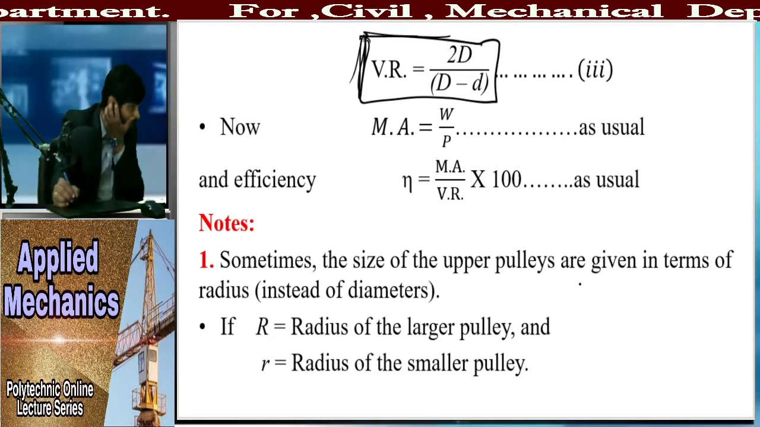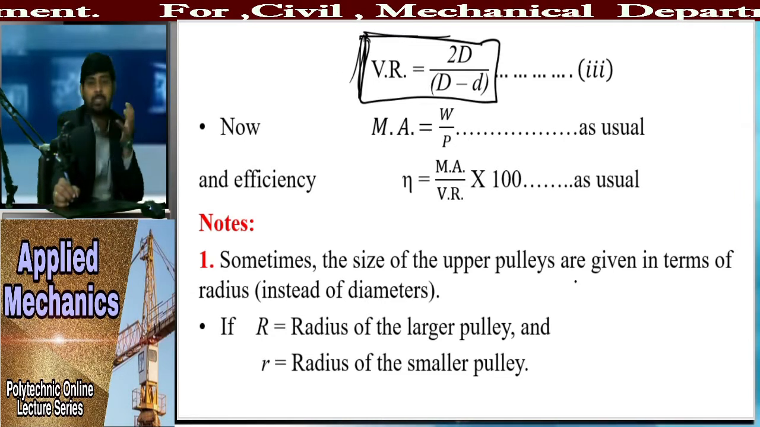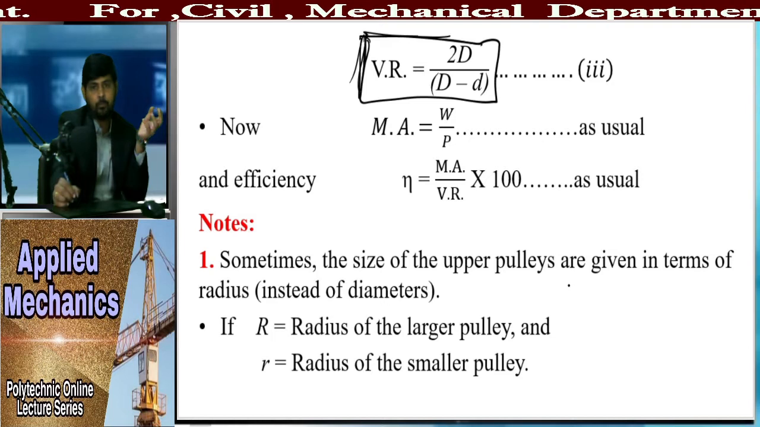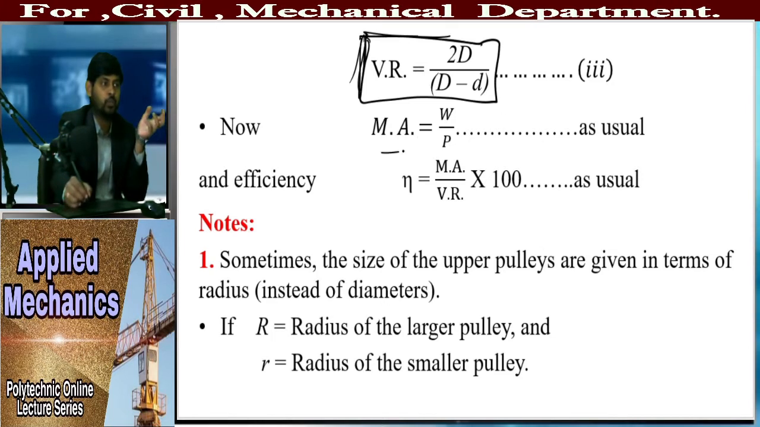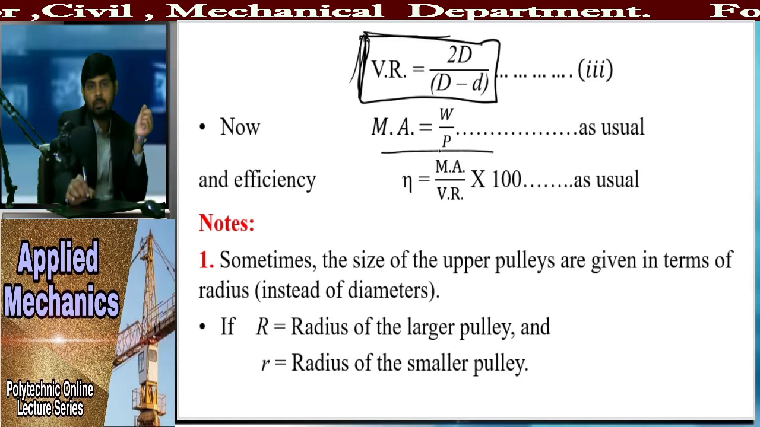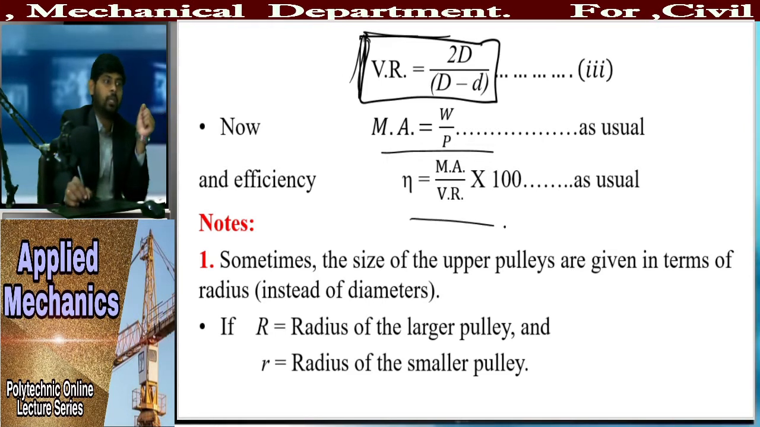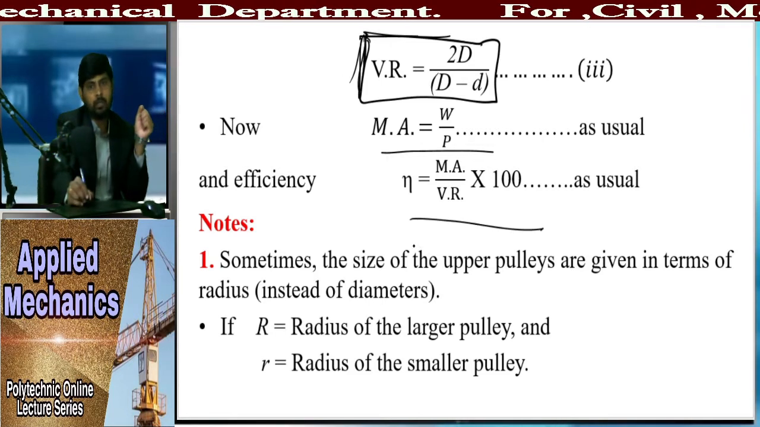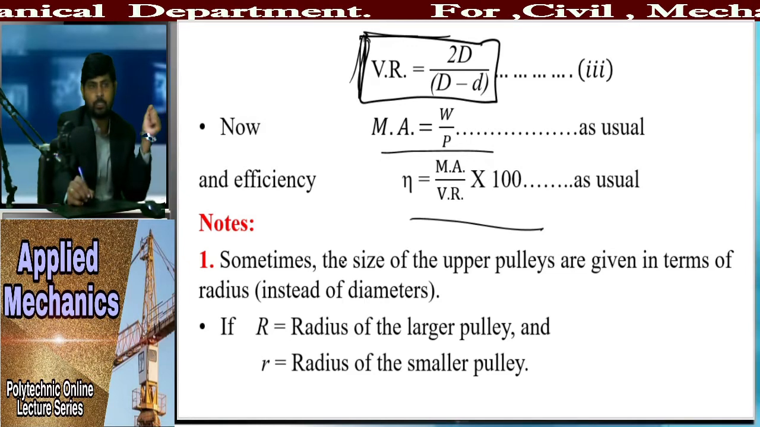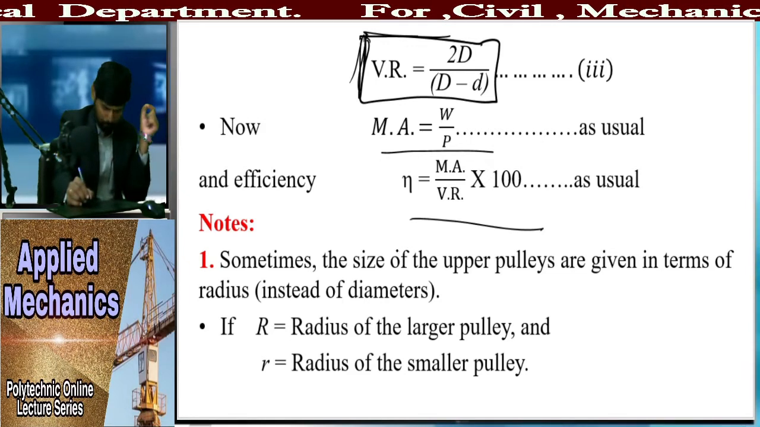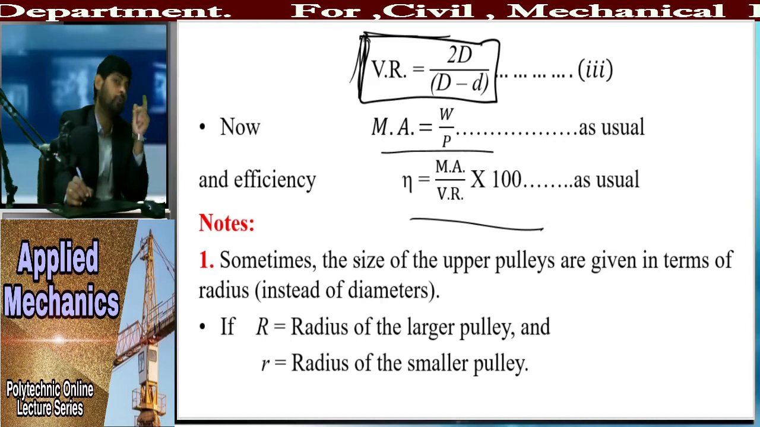Now, mechanical advantage is equal to weight upon effort, or load upon effort, as usual, as we took from the first lecture of the second chapter. Similarly, efficiency is the same as in the previous machines. But we have a note here.